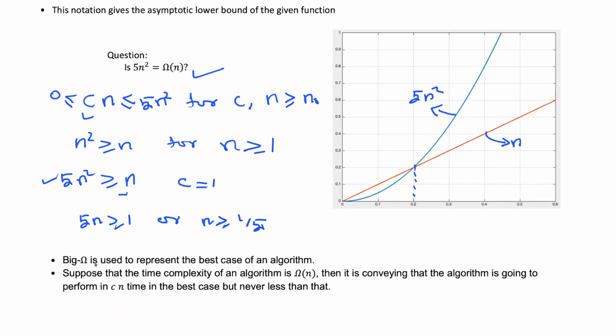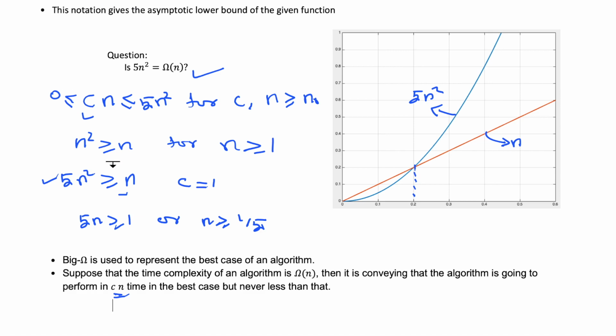Some points: big omega is used to represent the best case of an algorithm. We say best case because all other cases will always be greater than the best case, so the best case will be lower than the usual case. Suppose the time complexity of an algorithm is omega of n. Then it conveys that the algorithm is going to perform in c times n time in the best case, but never less than that. So the growth function of our algorithm will never be less than the lower bound function. That is the idea about big omega notation.